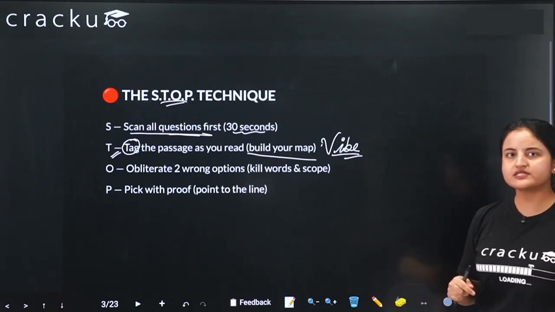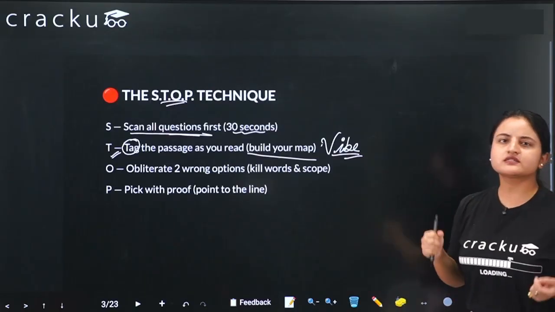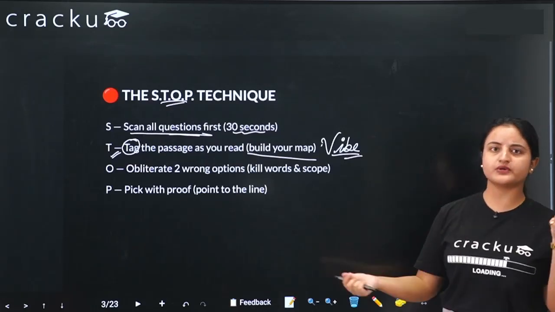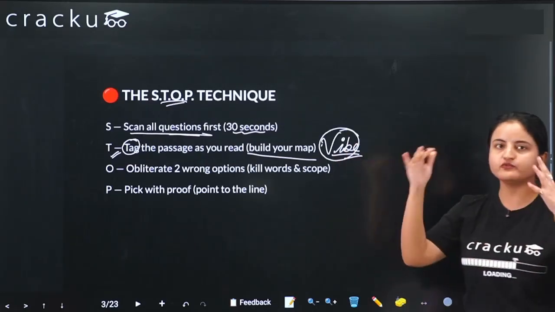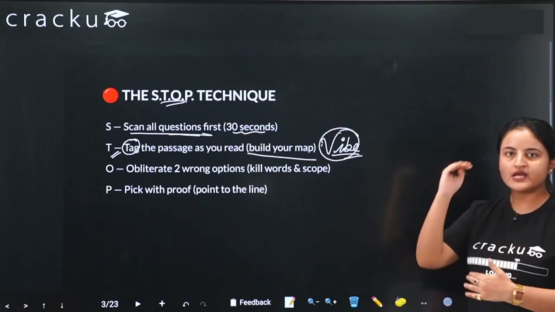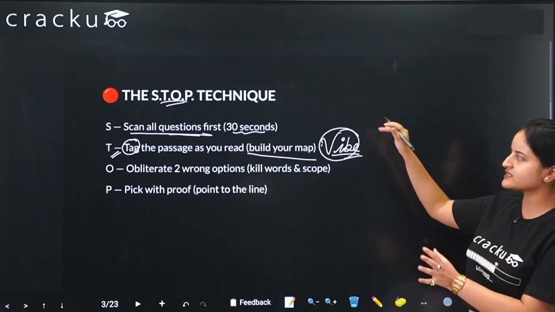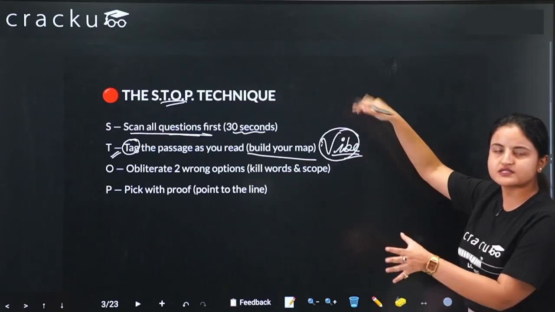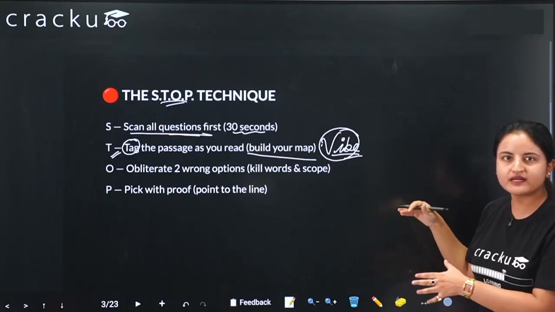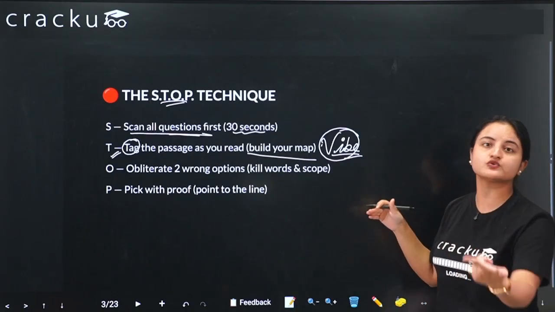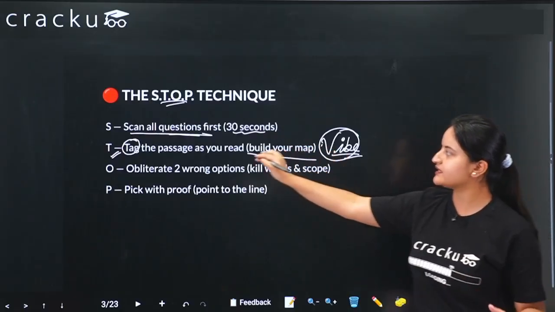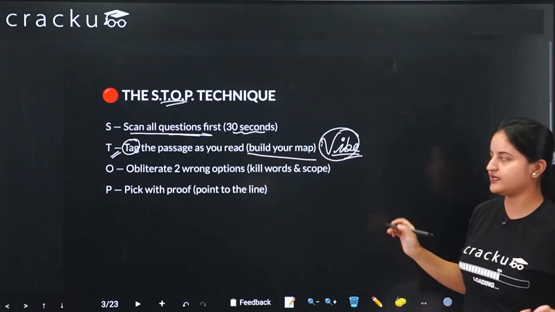Or sometimes you will see the author is trying to list something. The author is trying to present a historical fact. That sort of vibe can come from everything you read. You can just tag something: okay, this first paragraph feels like a critique. Oh, the second paragraph feels like the author is trying to give examples to support his own point. So that is basically the T of the STOP technique.